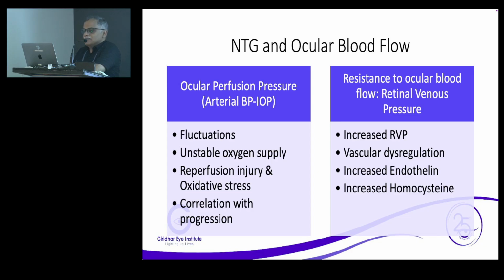Fluctuations in ocular perfusion pressure, Dr. Shweta was mentioning, unstable oxygen supply, fluctuations in the BP, reperfusion injury, oxidative stress, apoptosis. It's a vicious cycle. It keeps on going down. Retinal venous pressure was not thought to be very important initially. But it has been found that retinal venous pressure increases in patients with NTG. There is vascular dysregulation, increase in endothelin and homocysteine.